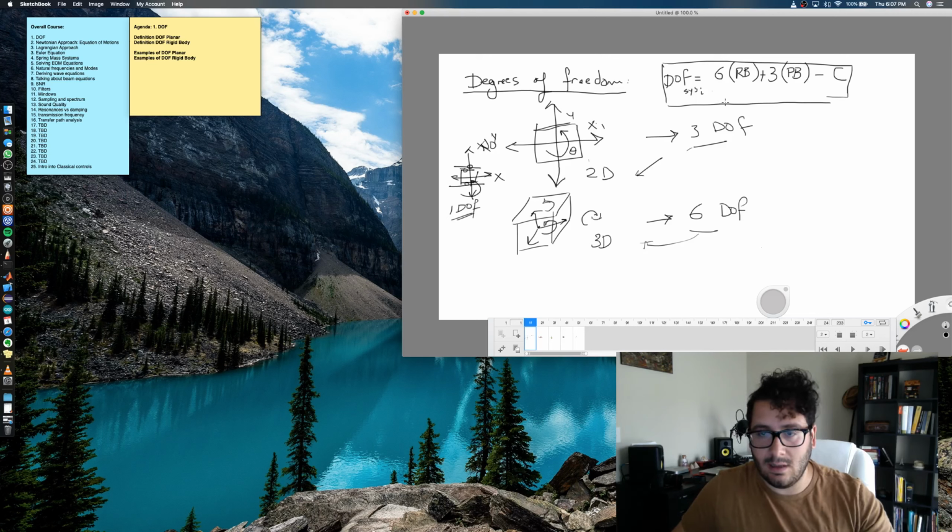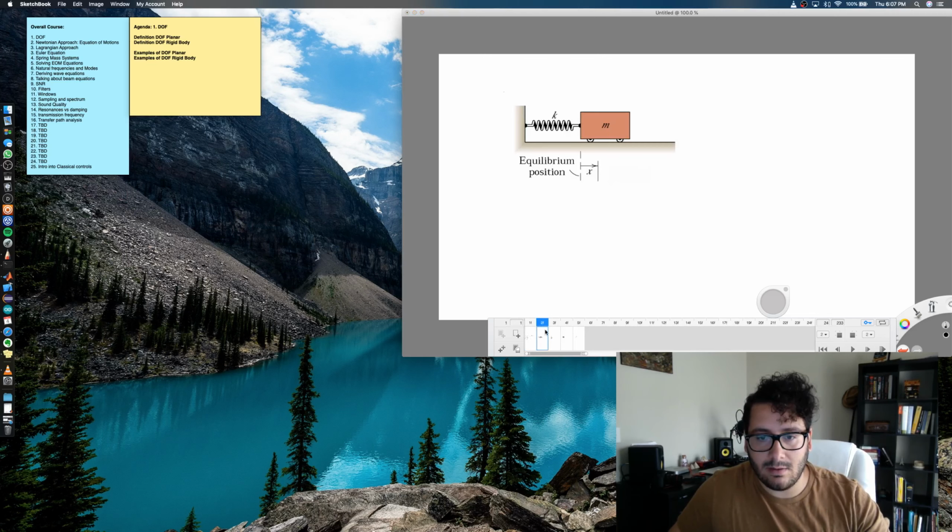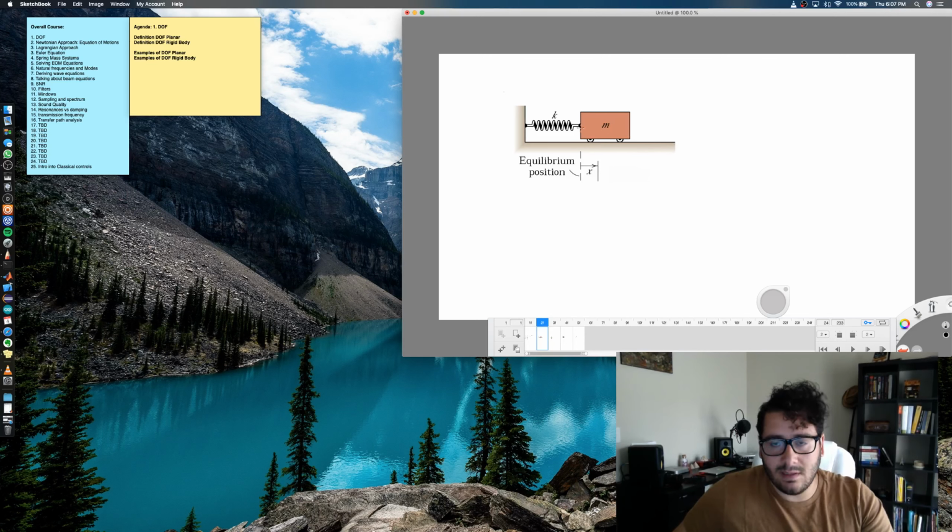So this is my equation. Okay, let's go real quick to some examples. So first I have this body here, right? This is some body that, let's say if I give it a force this way, it'll be moving this way. Okay, well, can this body move in the up and Y direction?